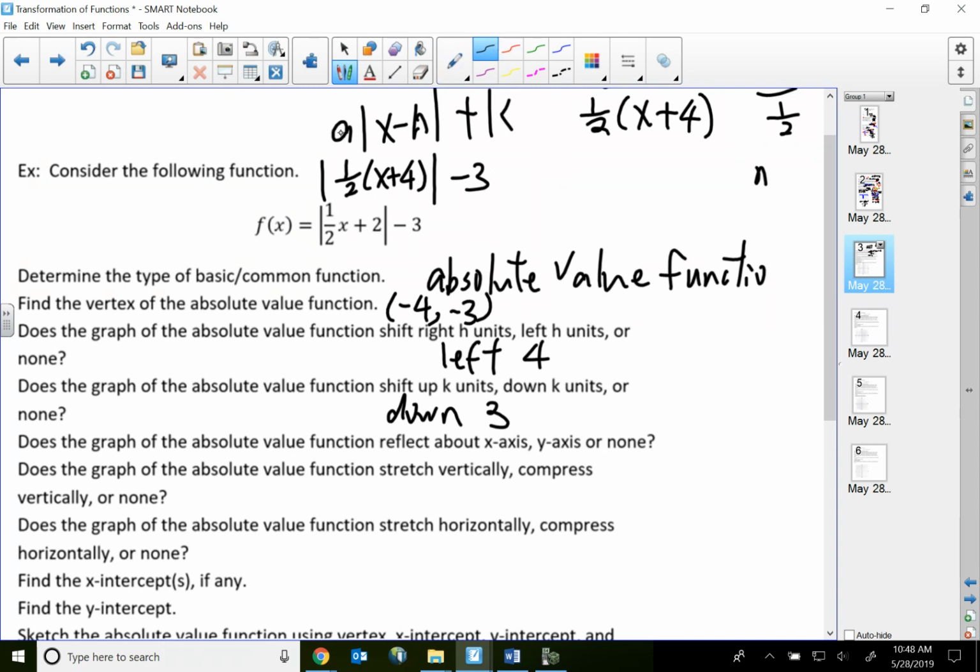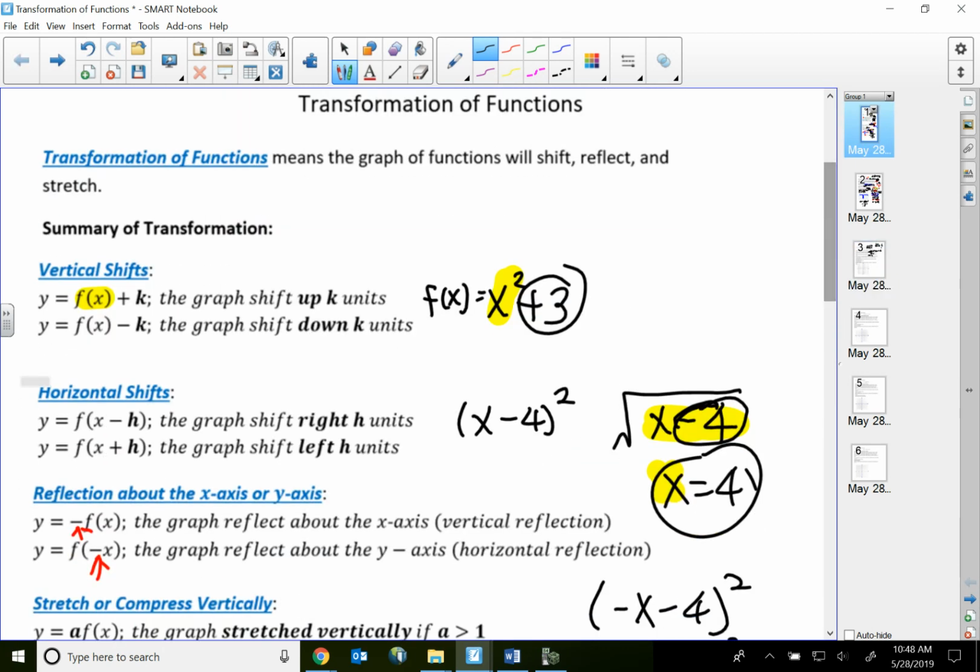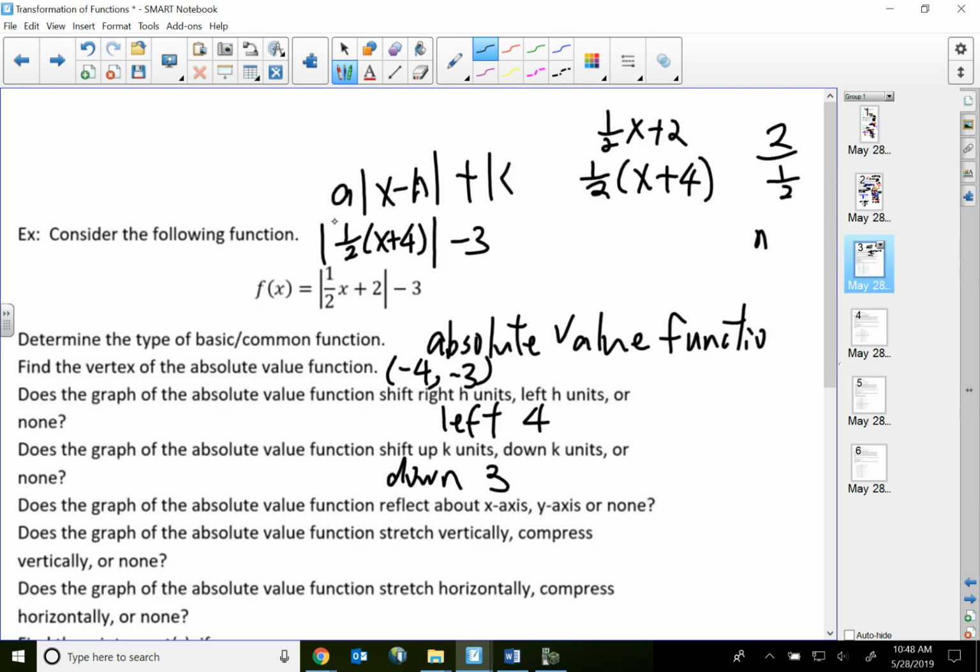All right, reflection about the x and y axis is referring to what is in front of my function. If the negative sign is in front of my function, that's a reflection about the x-axis. If the negative sign is inside the absolute value in front of the x, that would be a y-axis reflection. In this one, there's no negative sign in front of my absolute value, and no negative sign in front of my x, because it was a positive half. So I don't have any reflection about the x or y-axis.